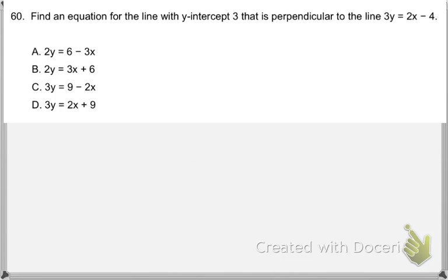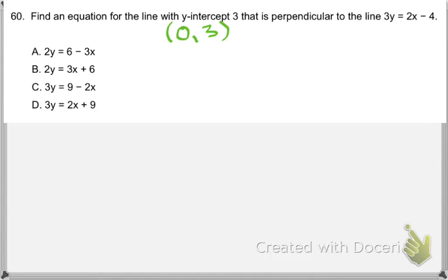Number 60 says, find an equation for the line with y-intercept of 3 that is perpendicular to the line, blah. They did us a huge favor in this question. I don't know if you noticed it. They dropped a hint and they told us the y-intercept. Sometimes they'll be even sneakier in giving you a nice hint by saying (0, 3). But you'll notice if x is 0, this must be the y-intercept.